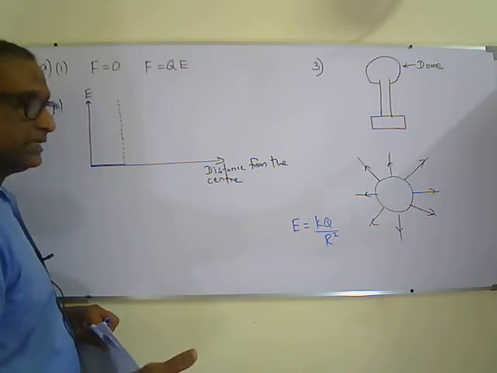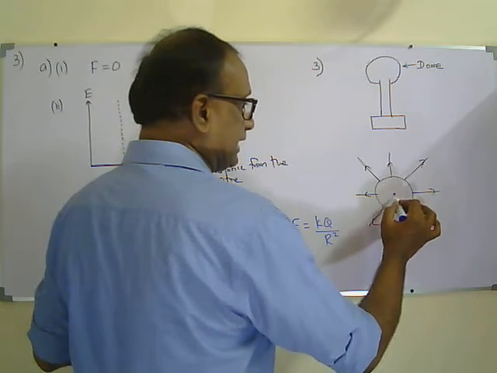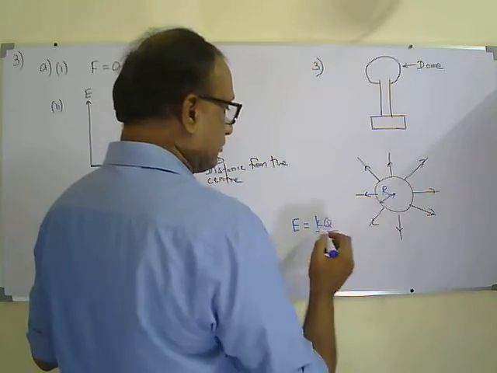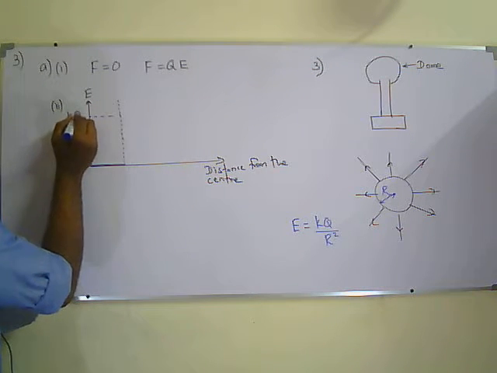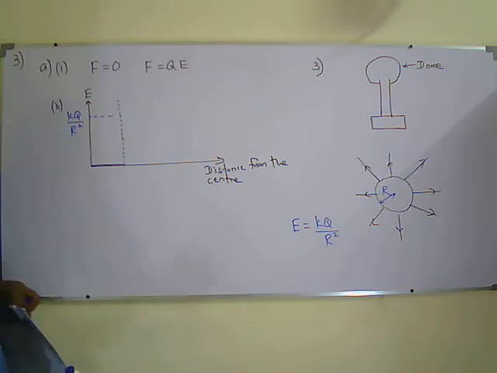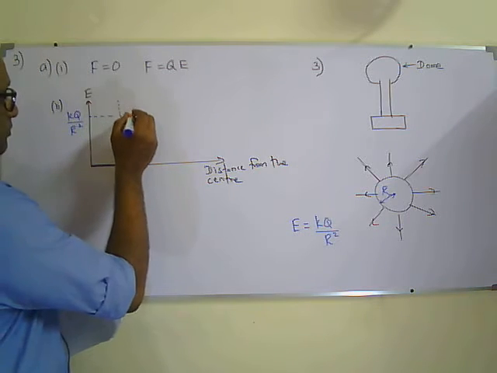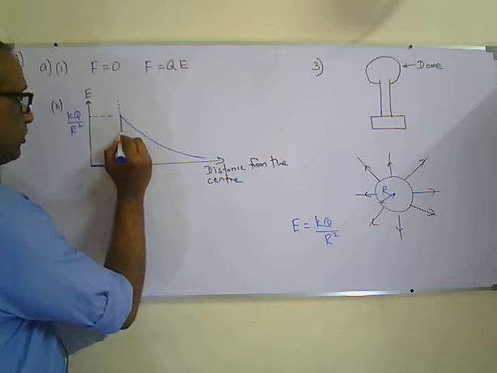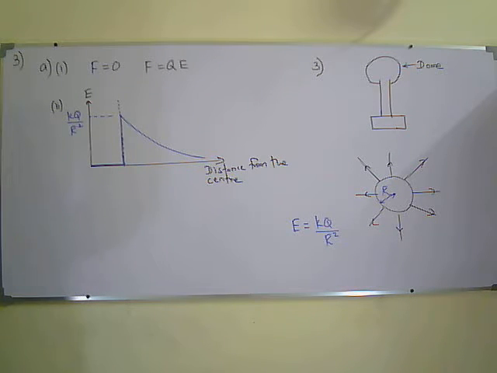What's the reason? I already told that in the previous question also. We can assume all the charges are concentrated at the center. If I say the radius is capital R, the electric field strength on the surface is given by KQ over R squared. And we know that the electric field strength follows the inverse square law. So the graph will be inverse square law. According to that, the graph will decrease like that. I can draw this as a vertical line. So this is the answer for question number 3, part A, second part.